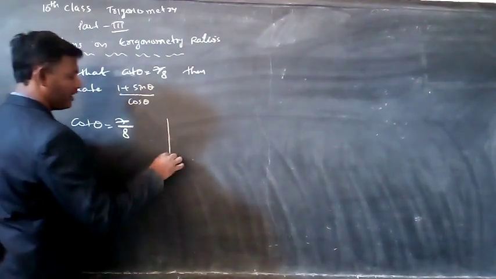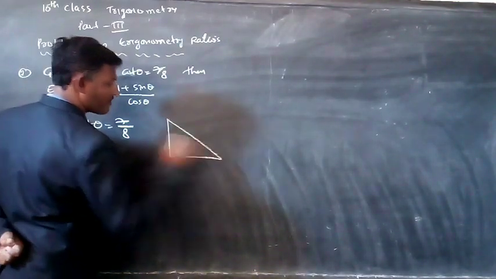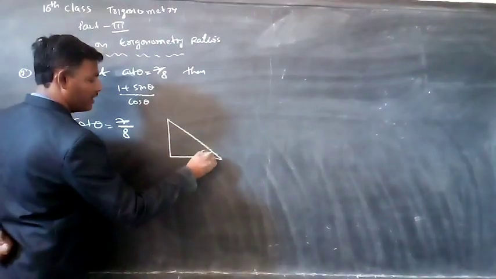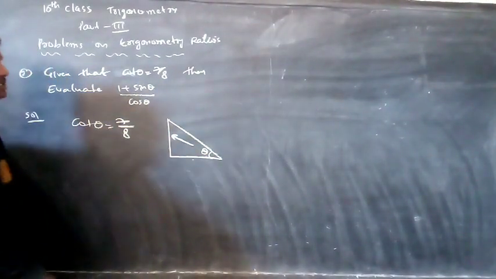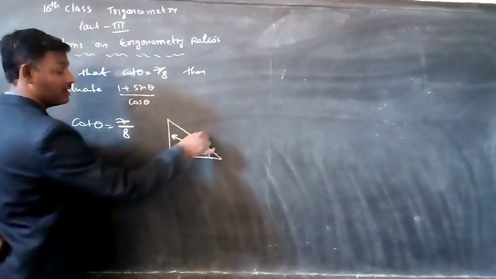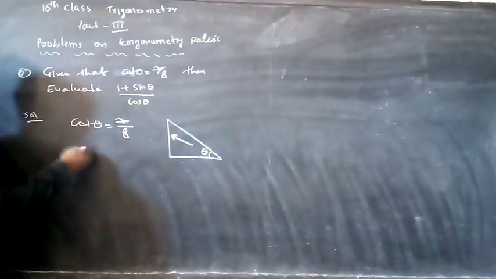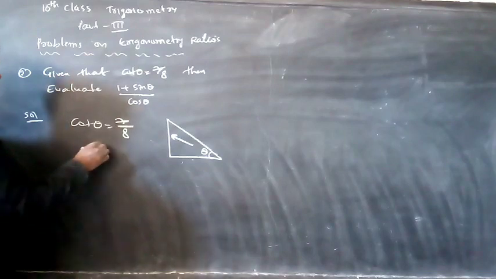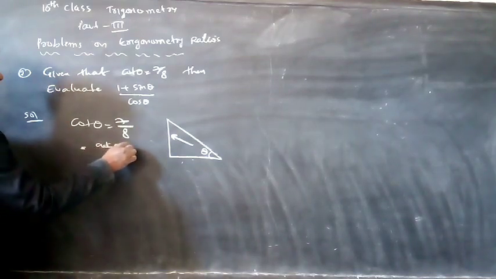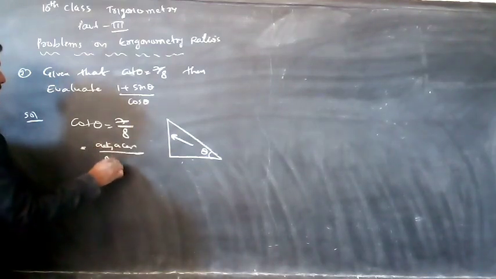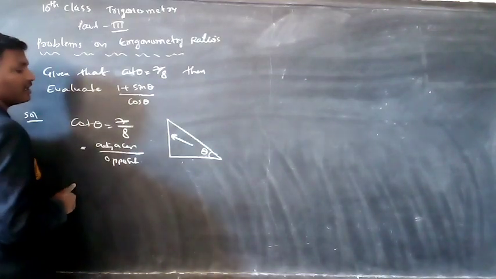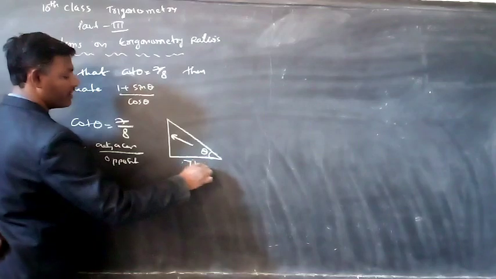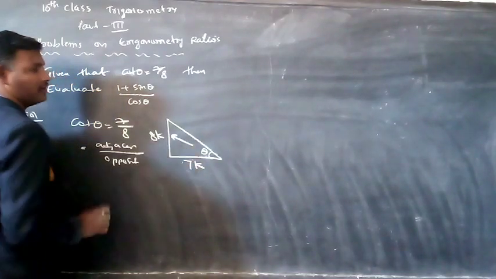Take one triangle, a right angle triangle. If I take angle theta here, this is the opposite side, and this one is the adjacent side. This is the hypotenuse. What is the formula to find cot theta? Adjacent side by opposite side. What is adjacent here? 7. So this we can write as 7k. This one is 8k.